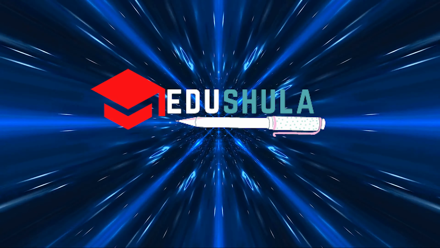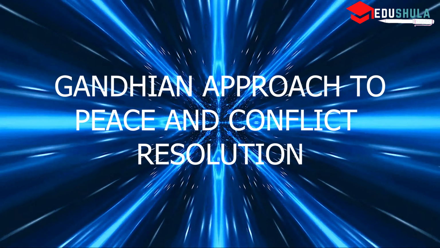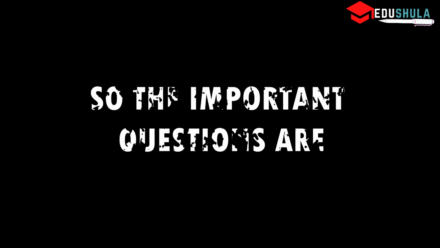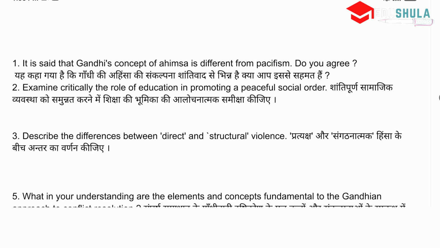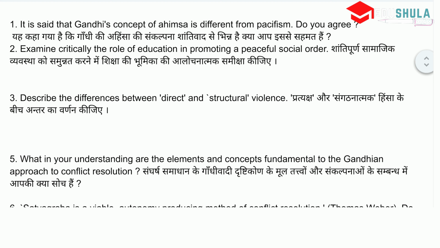In this video, we'll discuss some important questions of MGPE 08, Gandhian approach to peace and conflict resolution. So, the important questions are: it is said that Gandhi's concept of ahimsa is different from pacifism. Do you agree? Examine critically the role of education in promoting a peaceful social order. Describe the differences between direct and structural violence. What, in your understanding, are the elements and concepts fundamental to the Gandhian approach to conflict resolution?